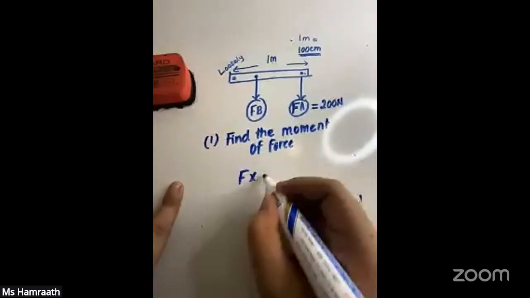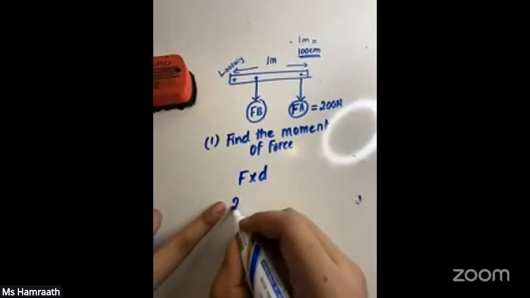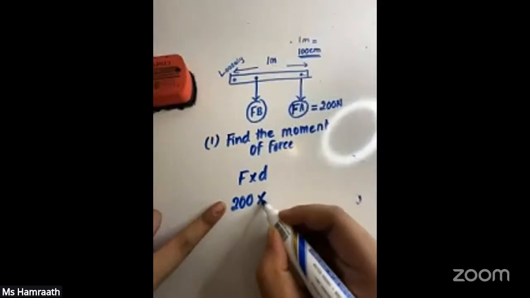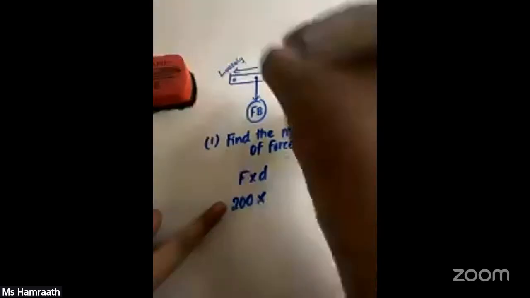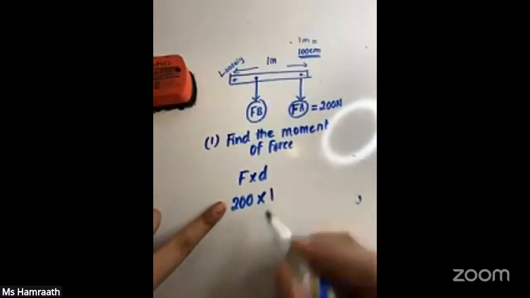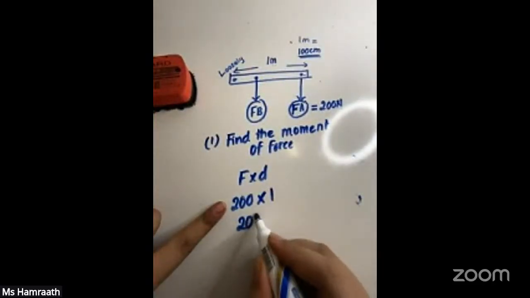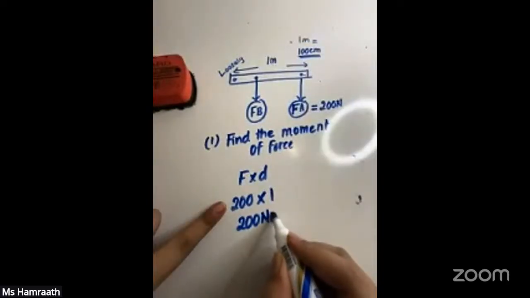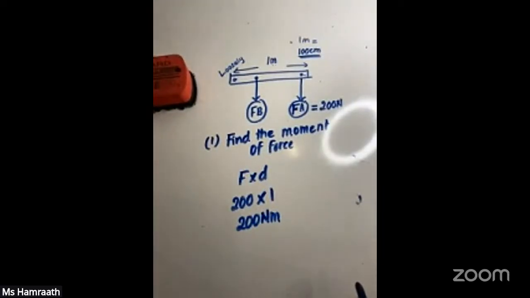Simple. What's the equation? F into D. What is the force? 200. And what is the distance? The whole distance from this point to this point is 1 meter. So your moment of force is going to be in Newton meter. Some people don't understand. They get scared, and since they have done lots of hard questions, they forget the basic things. So that's what I'm telling you, how to do the basic stuff.